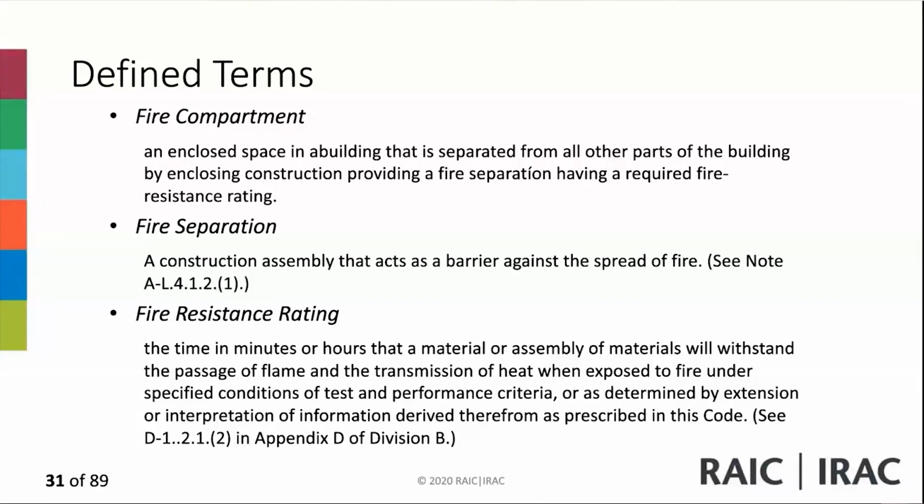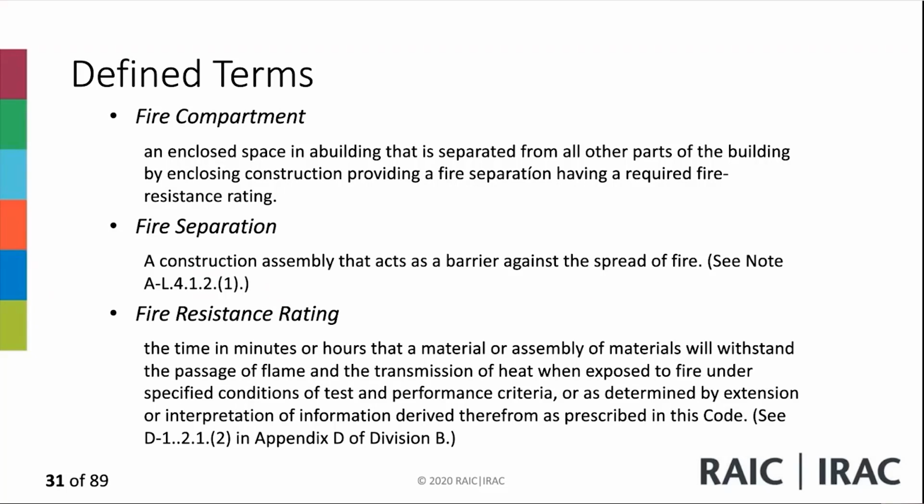The fire resistance rating. The definition of fire resistance rating, again, it's in 1.4.1.2. The time in minutes or hours that the material or assembly of materials will withstand the passage of flame and the transmission of heat when exposed to fire under specified conditions of test and performance criteria, or as determined by extension or interpretation of information derived therefrom as prescribed in the code. And now we go to D-1.2.1.2 in Appendix D of Division B. So let's go to that appendix.